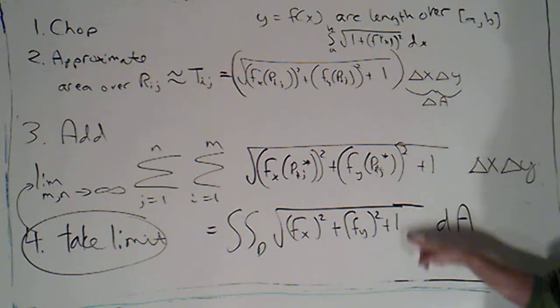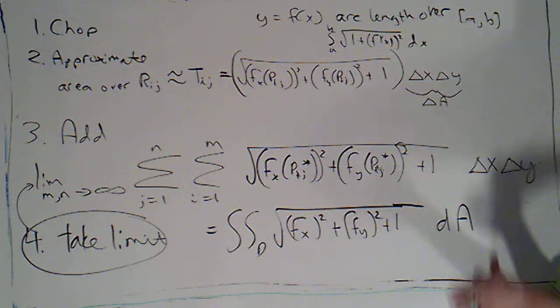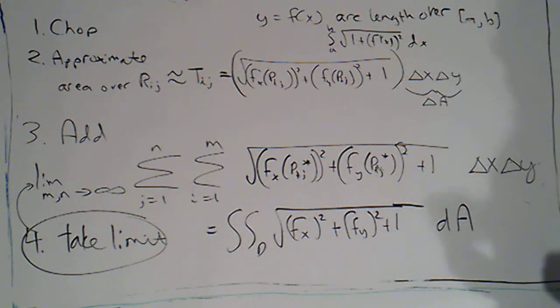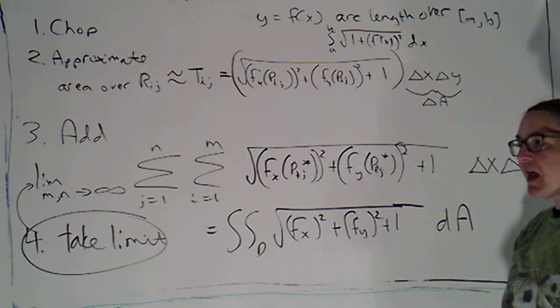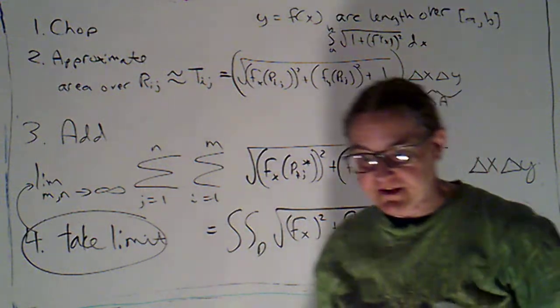Very, very similar formula to what we have here. Surface area is just the two-dimensional measurement that we take, whereas arc length is the one-dimensional measurement that we take. Okay, so we'll come back. Next video, we'll do an example.